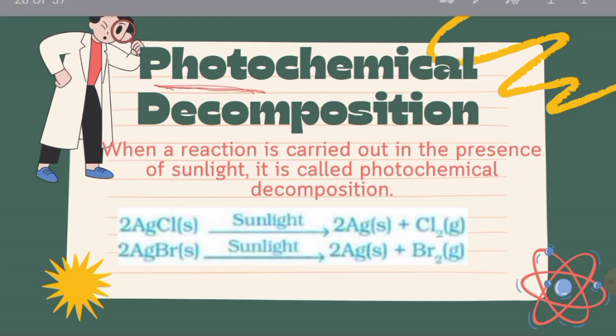Actually, silver chloride is white in color generally. In the presence of sunlight it becomes gray in color. Okay, this AgCl reaction is generally used in black and white photography. Black and white photography. Okay, so that's why it's important to know this, right?